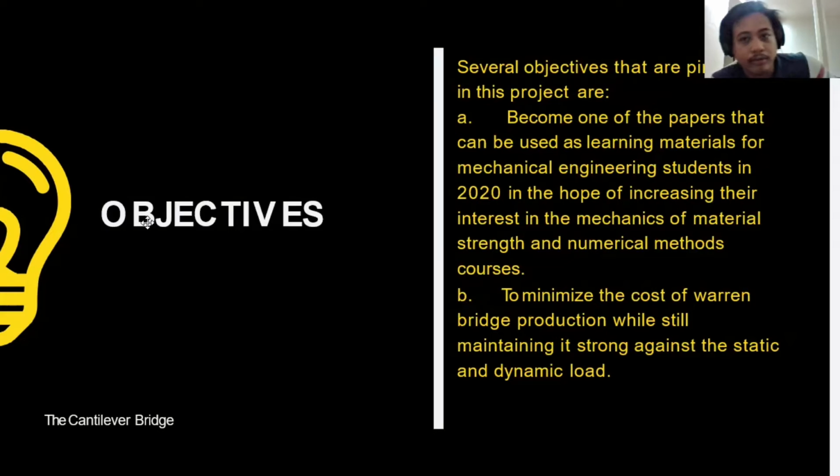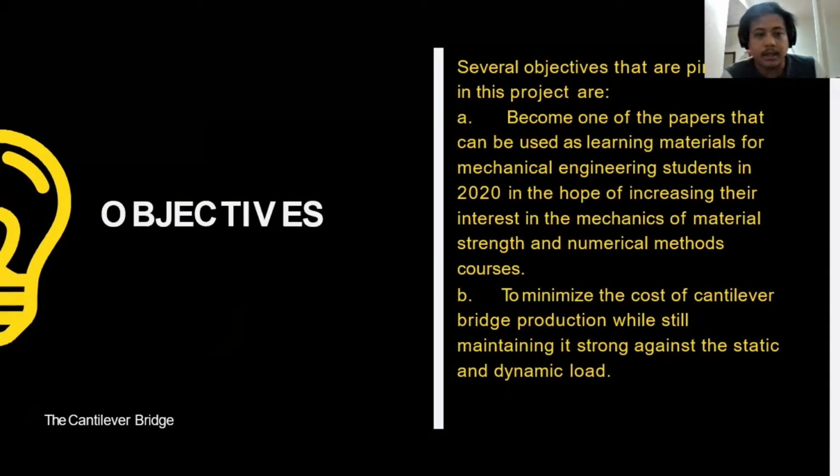The several objectives pinpointed in this project are, first, to become one of the papers that can be used as learning materials for mechanical engineering students in 2020, in the hope of increasing their interest in the mechanics of material strength and numerical methods courses. And the second, to minimize the cost of cantilever bridge production while still maintaining its strength against the static and dynamic load.